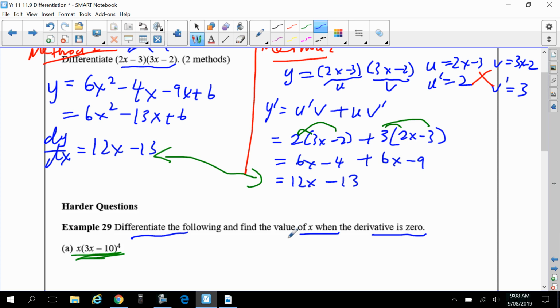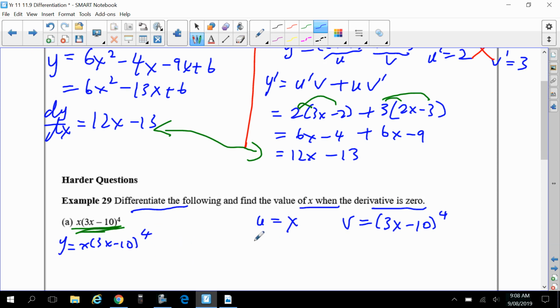So let's start. We're going to have y equal to x times (3x minus 10) to the power 4. So we have u. I just let u be the first guy, v be the second guy. It makes no difference if you let u be the second guy, you get the same answer. But just make it a rule for yourself: let u be the first guy, v the second guy. Alright, so we're going to differentiate. U dash is easy, but v dash you have to do some work. What rule do you use? You have to use the chain rule.